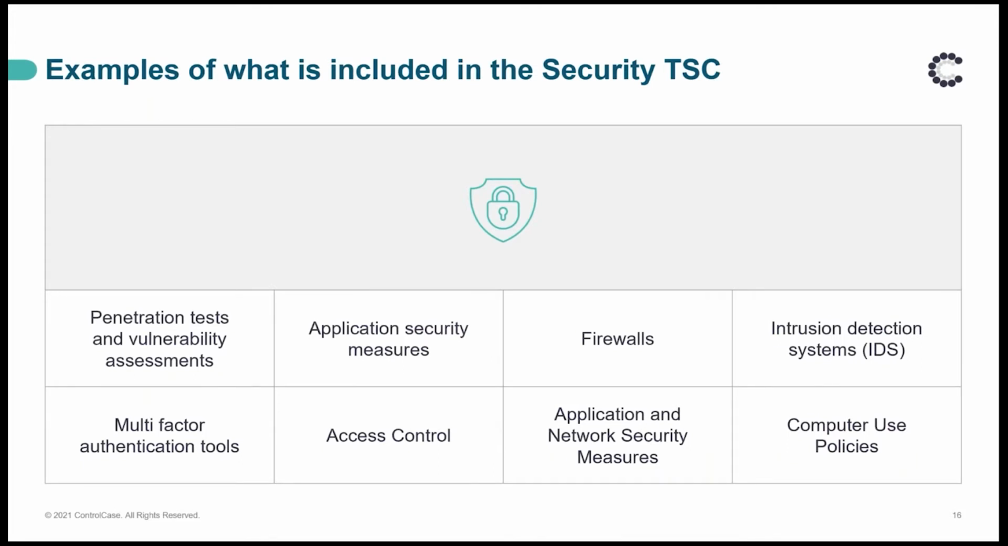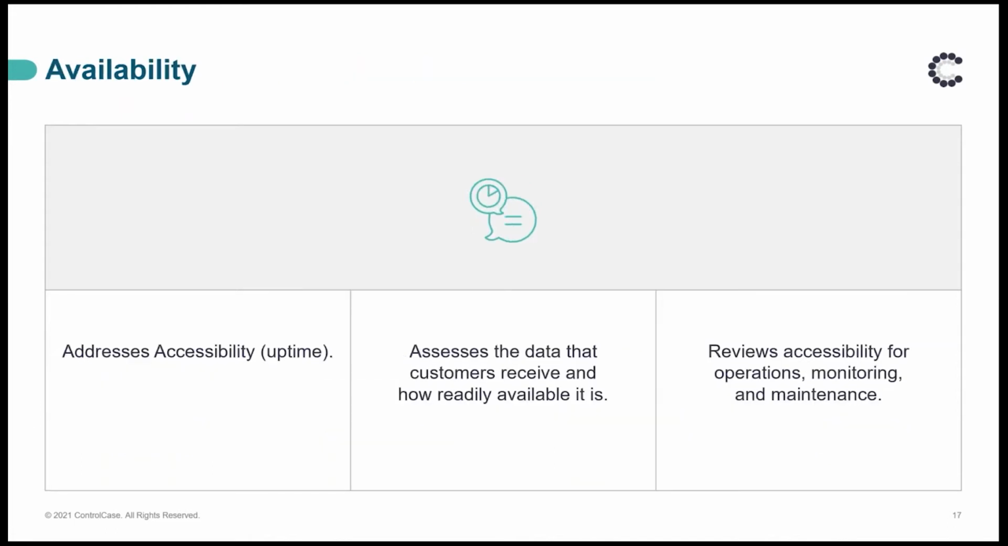Examples of what you might see included in this trust service criteria, or what things you might have to accomplish to correspond to security, are items such as vulnerability testing, penetration testing, access controls, physical security, and intrusion detection systems.